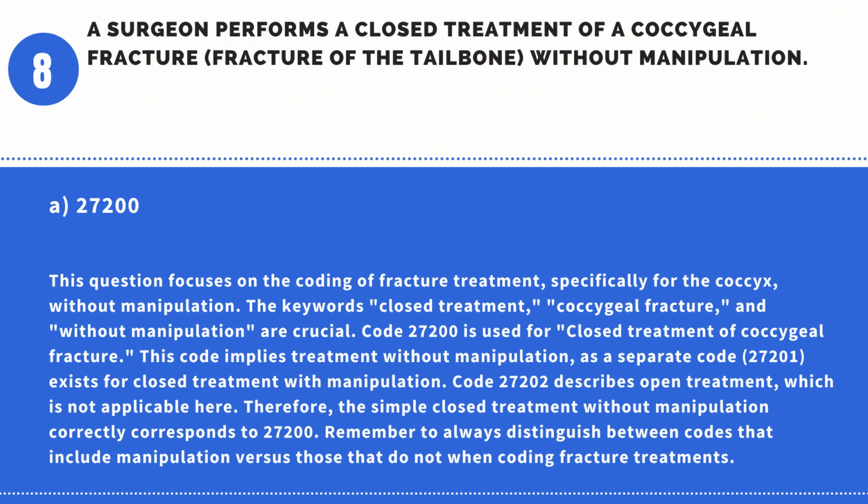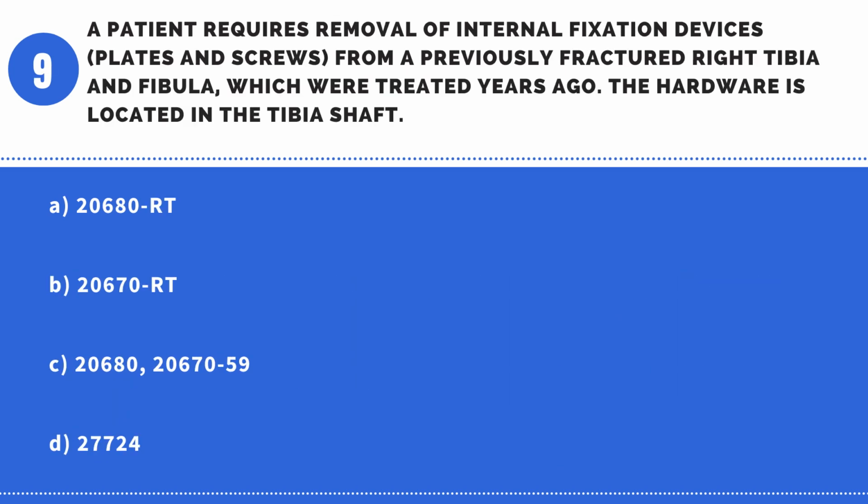Remember to always distinguish between codes that include manipulation versus those that do not when coding fracture treatments. Question 9. A patient requires removal of internal fixation devices, plates and screws, from a previously fractured right tibia and fibula, which were treated years ago. The hardware is located in the tibia shaft.